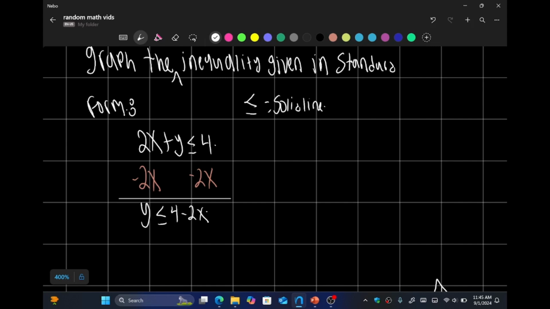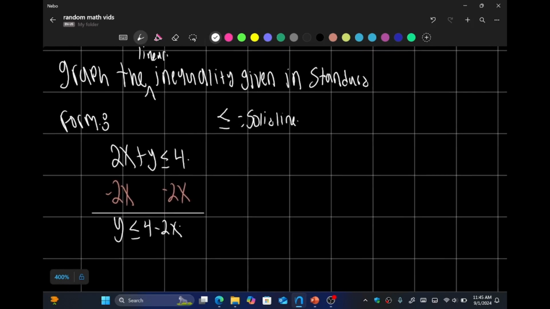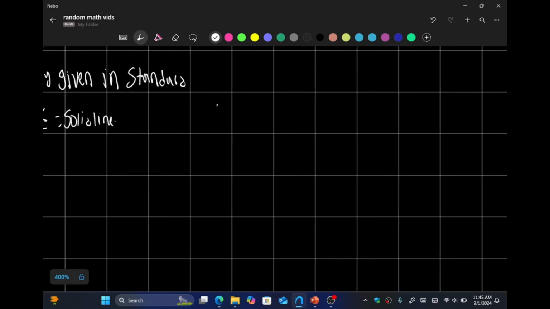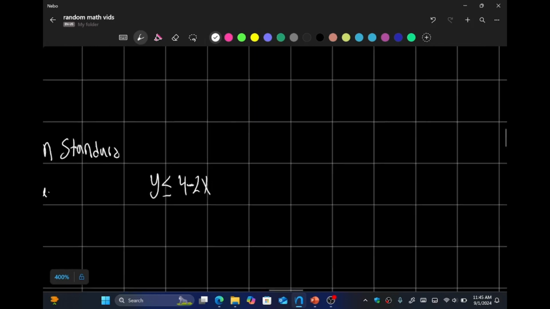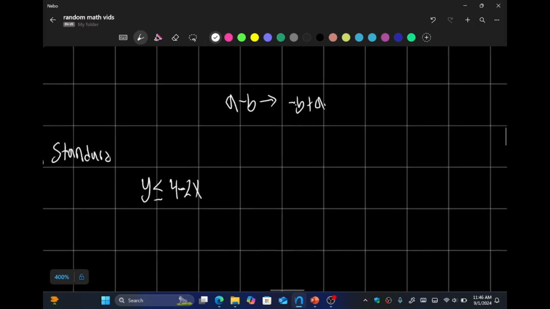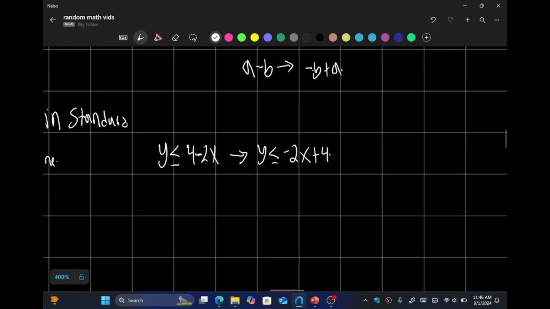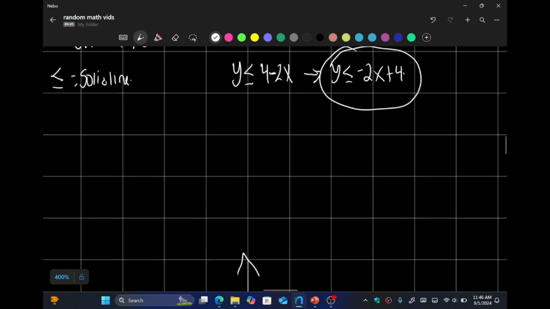This time I'm not gonna really mess up my answer, because I know in the last video I kind of messed it up a little bit with the inequality symbol, but we can see here that y is less than or equal to 4 minus 2x. We know that if I have a minus b, this is the same as negative b plus a. So this can be rewritten as y is less than or equal to negative 2x plus 4. So we can go ahead and graph this.